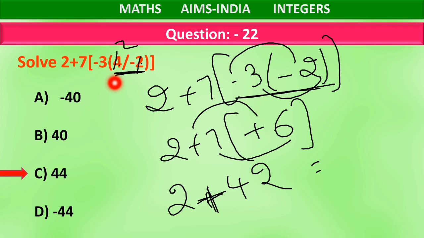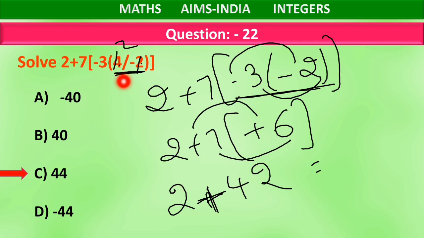Understood, class? How did we solve this? First, we solved the numbers in the innermost brackets, which are 4 and minus 2. 4 by minus 2 gave us minus 2 as the answer. Then we multiplied it with minus 3. Minus 3 into minus 2 gave us 6. Then we multiplied it with 7. 7 6s are 42. Then we added 42 to 2.